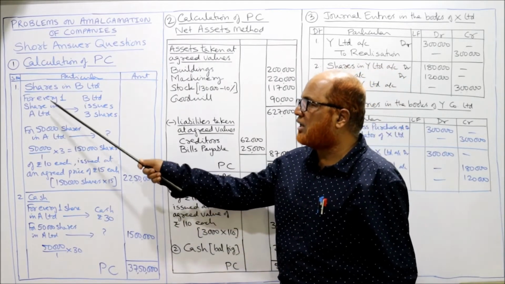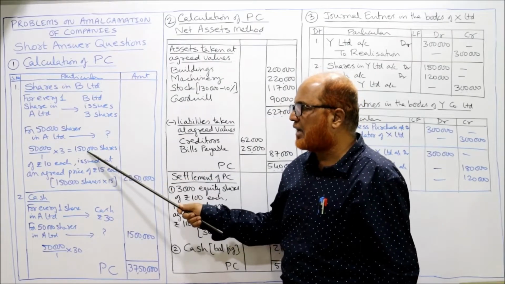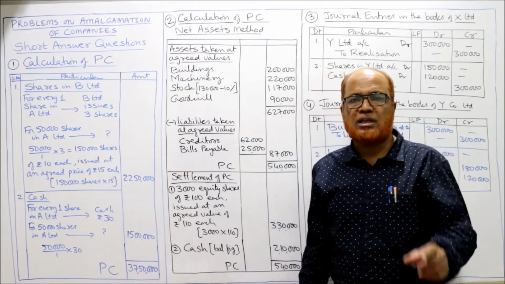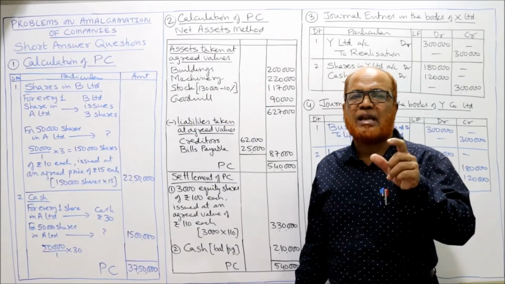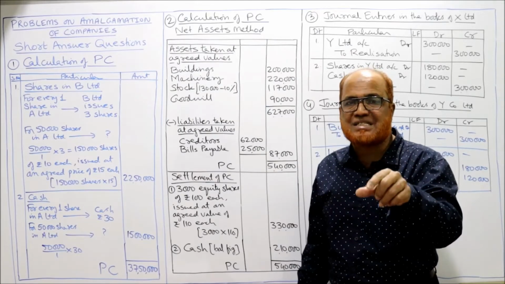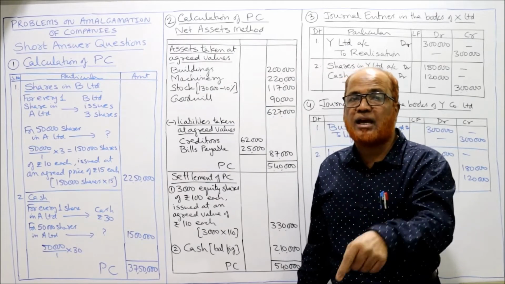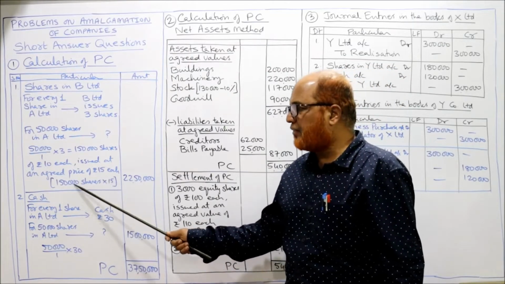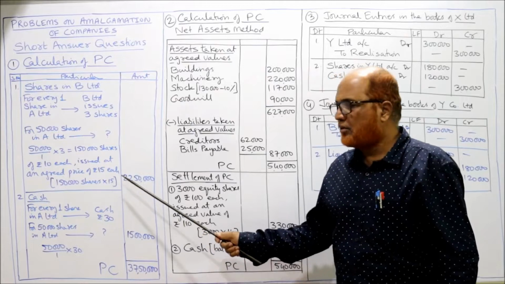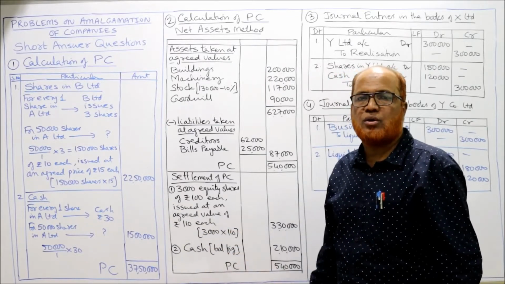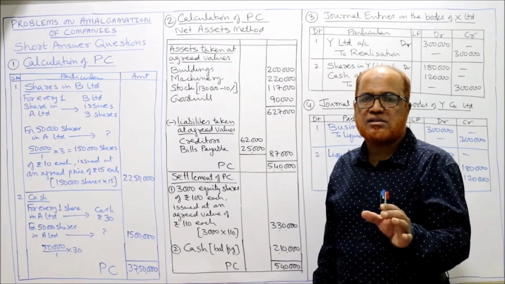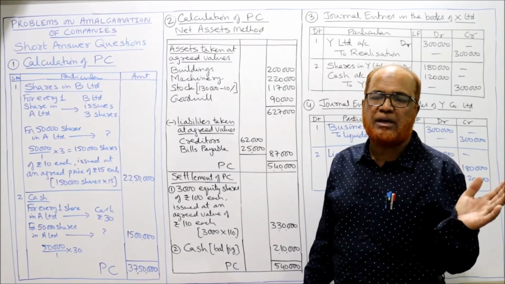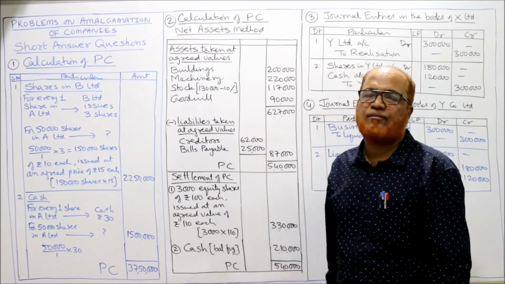So 50,000 divided by 1 into 3, you will get 1,50,000 shares. In other words, B Limited issues 1,50,000 shares of rupees 10 each, but issued at an agreed price of 15 rupees. So 1,50,000 into 15, 22,50,000 rupees. The value of shares issued by B Limited to A Limited is 22,50,000.